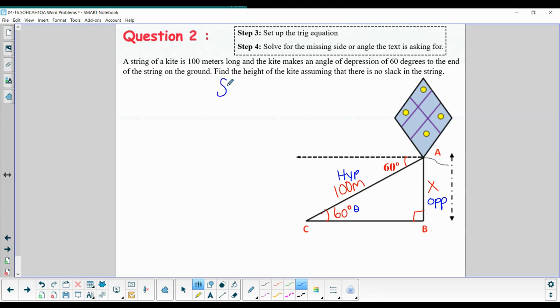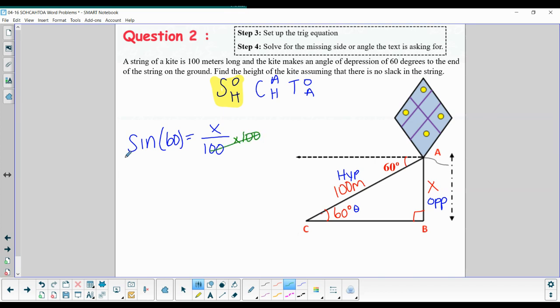So when I look at my ratio, I know that I have my hypotenuse and I need my opposite. So it can't be tangent, it can't be cosine, so it has to be sine. So now I'm going to write sine 60 is equal to, and we write our fraction. We don't know the opposite, we do know the hypotenuse. And then we can go ahead and solve.